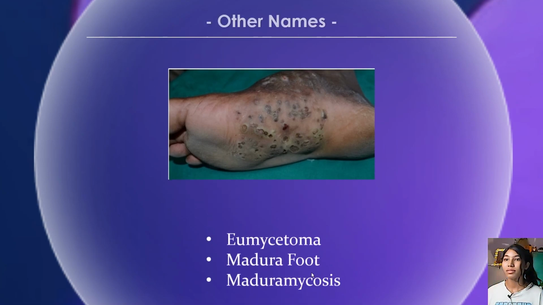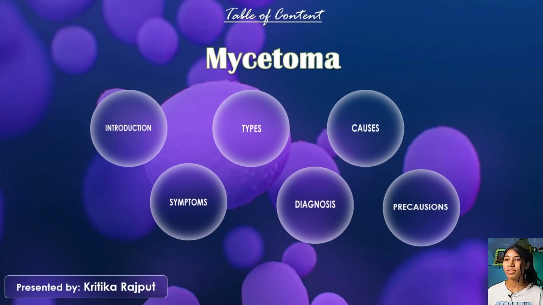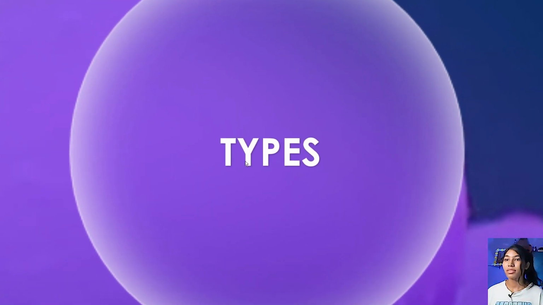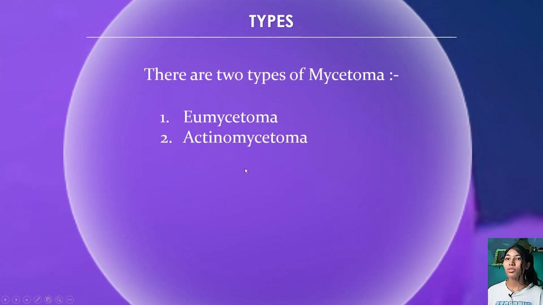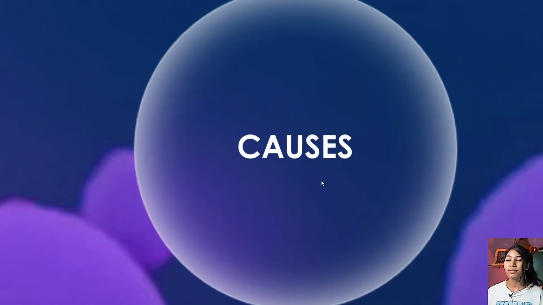Then, the other names of mycetoma are eumycetoma, Madura foot, and Madura mycosis. Then its types. There are two types of mycetoma, eumycetoma and actinomycetoma. Then their causes.